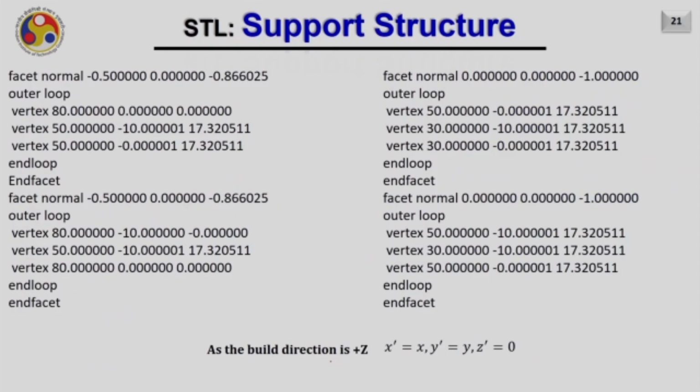As the build direction is plus Z, it is very easy for us now to find the projected points on the plane. These points will be nothing but X, Y and 0. We will just replace the Z component by 0. Therefore, everywhere wherever a Z component is there, we will replace it by 0. This will give us nothing but the projection of this triangle on the base, which is perpendicular to the build direction, and the build direction is plus Z. So all these terms are going to be 0.